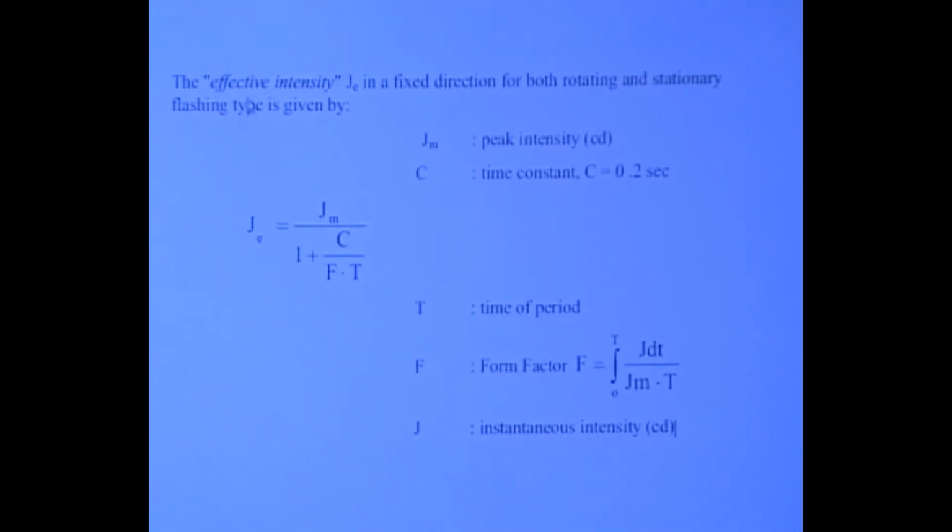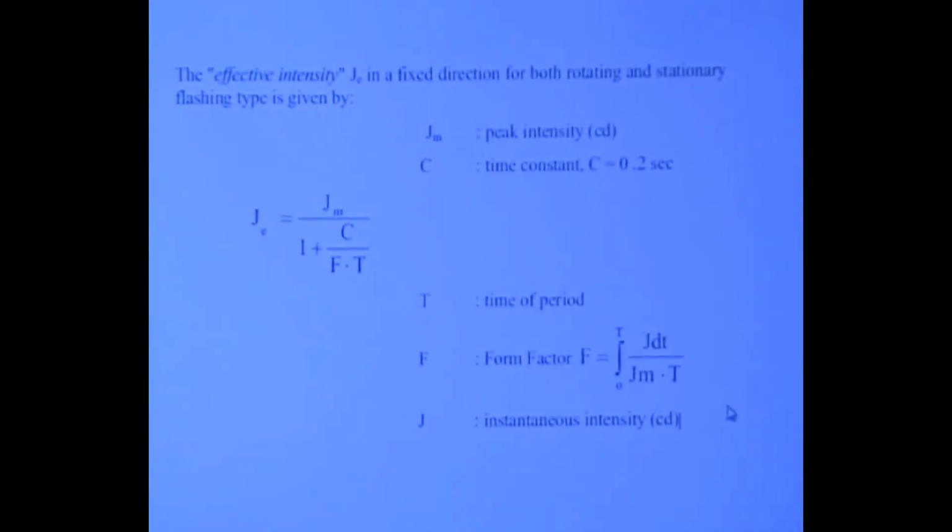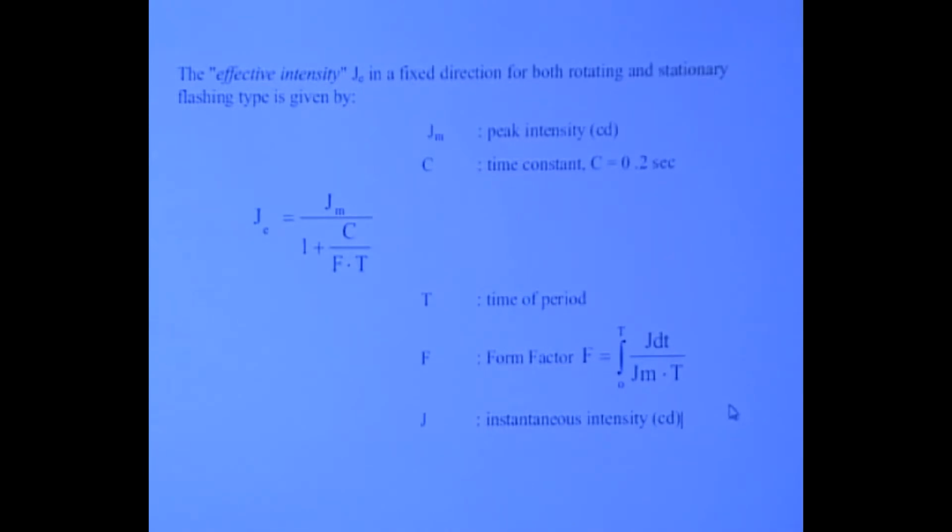So we've got an equation here. It looks horrendously complicated, but you break it down, it's not too difficult. The key to this is JE, which they're calling effective intensity. And this is quite an interesting thing. They're asking you to measure the peak intensity, so the maximum amount of light that's coming out of the thing. And there's a constant involved there, which we'll discuss. And then this equation of F times T. Well, T is the time, no problem, we can measure the time on a scope. And F is the amount of light times the time, divided by the peak times the time. So we're measuring the amount of light that's coming out and doing various things with it.